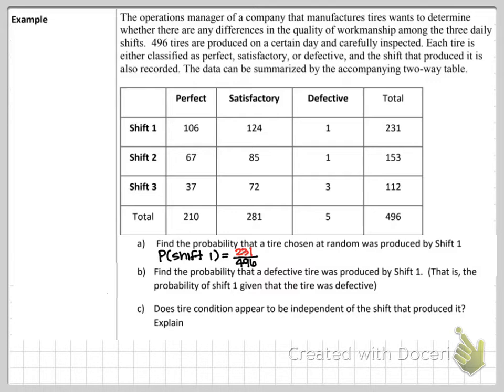All right, find the probability that a defective tire was produced by shift 1. Okay, this has a lot going on. So I did reword it for you. That is, we want to find the probability that it was shift 1 given that the tire is defective. So what we know is that the tire is defective. We already know that. So if I write this out, probability of, okay, the given part is that it's defective. I know for sure it's defective. Now, what is the probability that it came from shift 1? So that's the first part here.